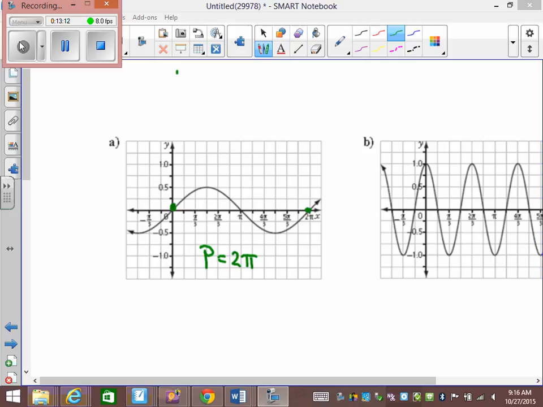Does it matter if it's the sine or cos to tell you the period? No, they're the same, the way you think. Same period. Amplitude, do I have to tell you the sine or cos? No. So it's going to be 0.5 minus negative 0.5, divided by 2, so it's 0.5.